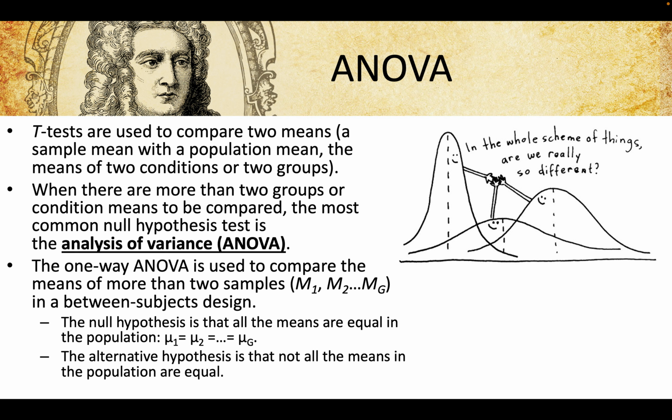T-tests are used to compare two means: a sample mean with a population mean, the means of two conditions, or two groups. Then when there are more than two group or condition means to be compared, the most common null hypothesis test is the analysis of variance, or the ANOVA. The one-way ANOVA is used to compare the means of more than two samples in a between-subjects design. The null hypothesis is that all the means are equal in the population. The alternative hypothesis is that not all the means in the population are equal.